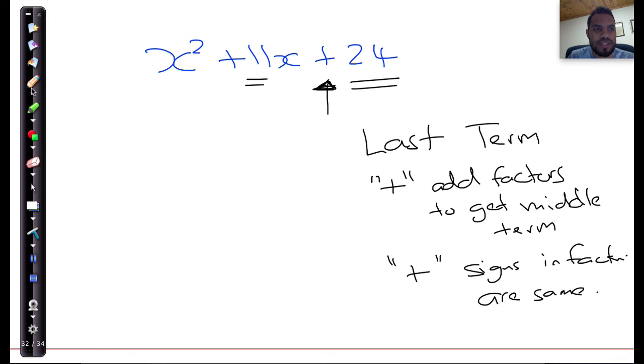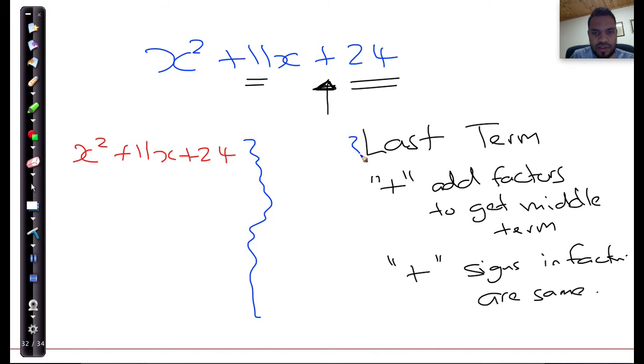So let's work through this example: x squared plus 11x plus 24. That's really the factors of 24. In other words, what numbers can I multiply together to get 24, but when I add them, I get 11? That means I need to work out the actual factors. The factors of 24 are 1 and 24, and when I add that, I get 25.